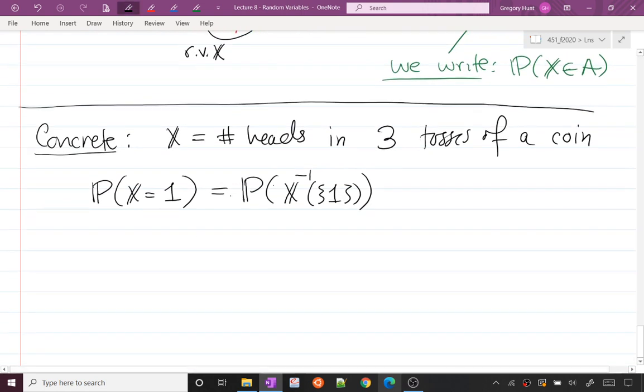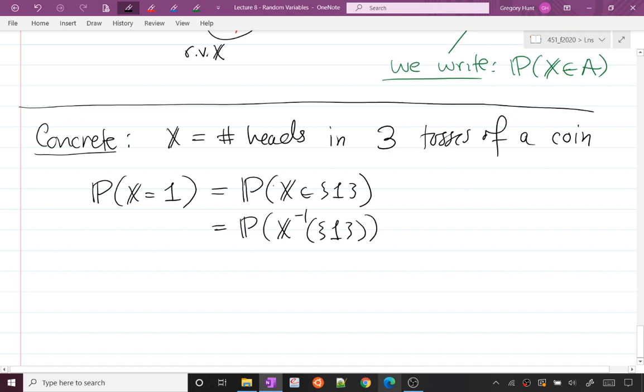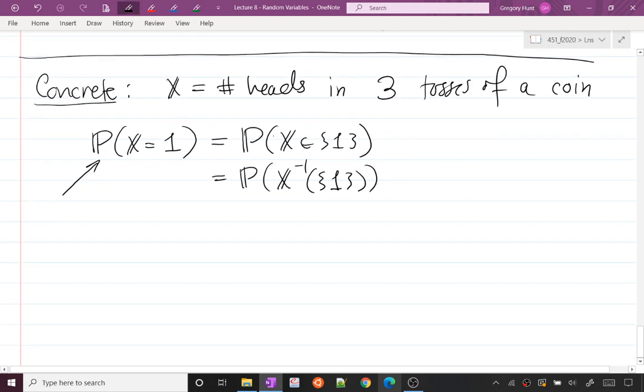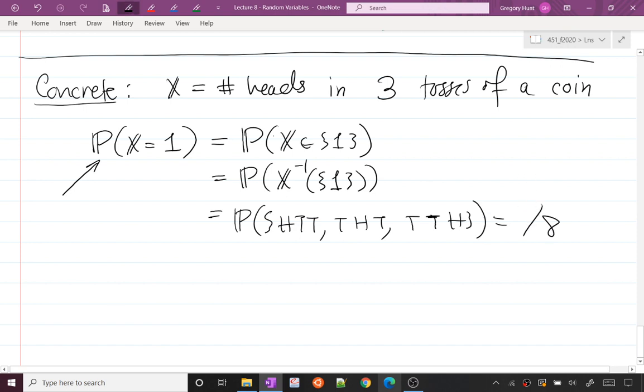So when I say probability x is equal to 1, you could alternatively write this as probability that x is in the set containing just 1. What does it mean? That means the probability of the inverse image of the set containing just 1, right? This is really cumbersome notation. That's why we write this. What we actually mean rigorously is this, and we can figure out what the inverse image of this is. And we said before, it's heads, tails, tails. Tails, heads, tails, exactly what you think it would be, or tails, tails, heads, right? We said that's 3 of 8 possibilities, and therefore it's 3/8 probability.